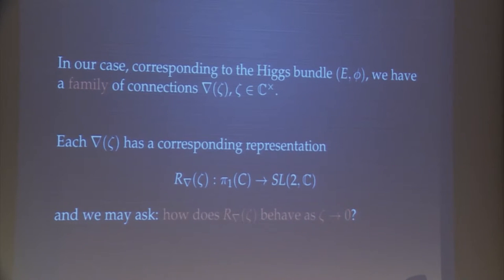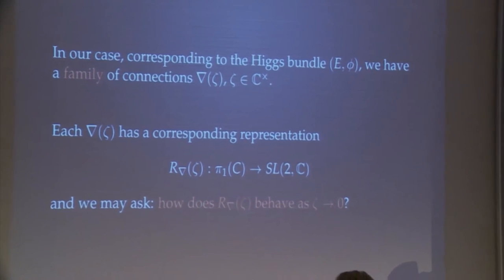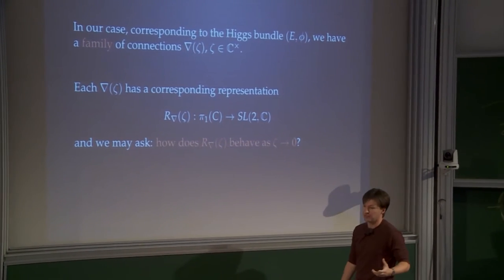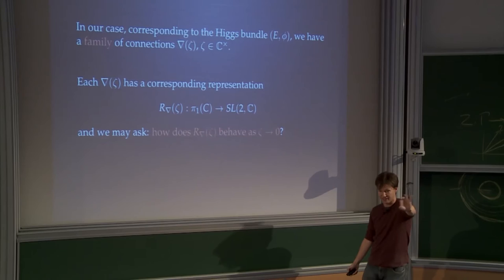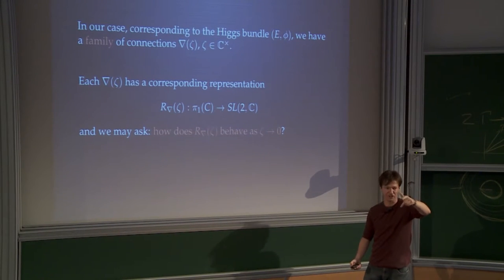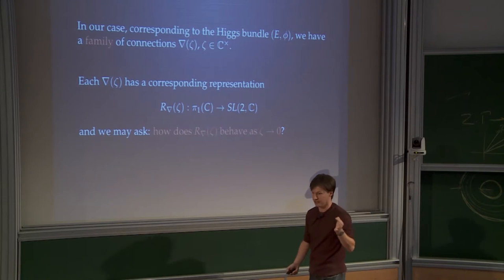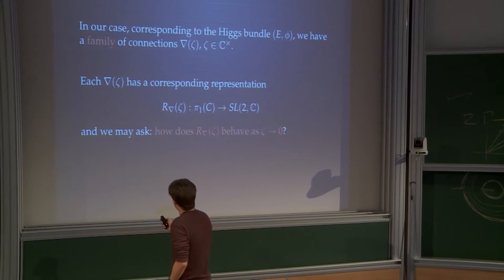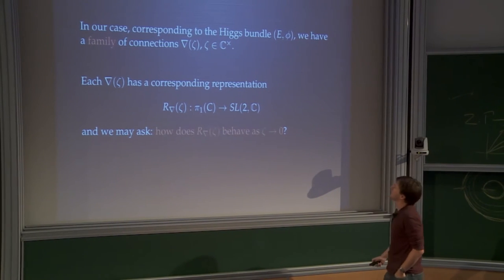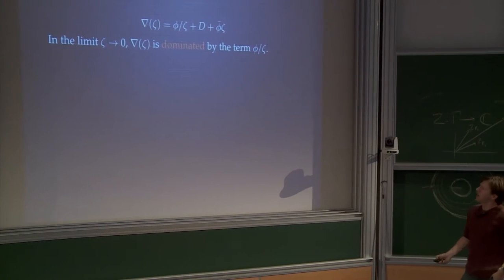In some sense, if we want to understand this family completely, because it's holomorphic for zeta in C star, understanding it completely boils down to just understanding what happens as zeta goes to zero or as zeta goes to infinity. But there's a symmetry exchanging zero and infinity, so doing zero is essentially enough. So what's the idea?